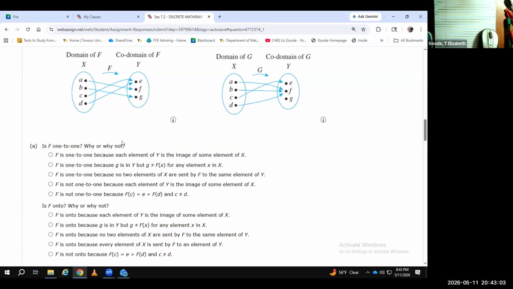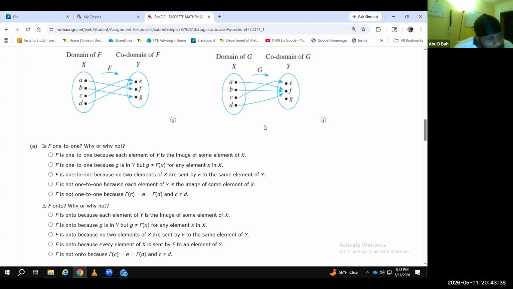So is f one-to-one? So I can take this choice. No. Okay, why not? Because C and D are pointing to E, are mapped to E in the codomain.